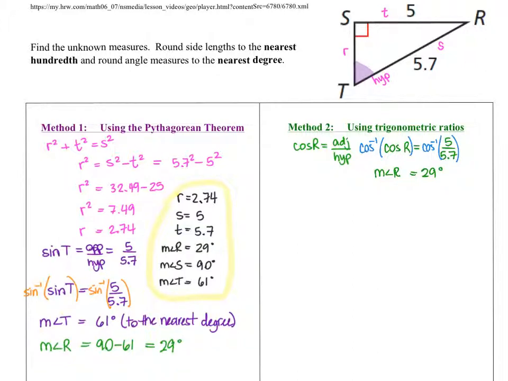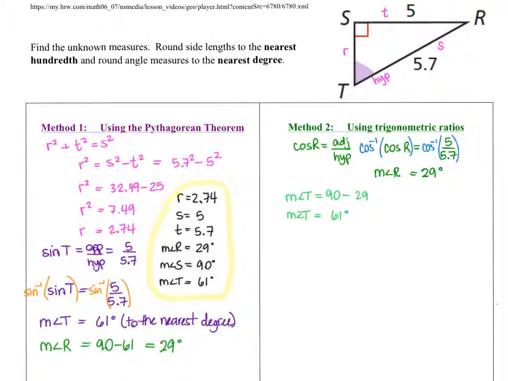To find that third angle, again, we can say that the measure of angle T is equal to 90 minus the measure of angle R, which is 29 degrees, giving us a measure of angle T of 61 degrees. Now we've got all three angle measurements, and it's time to find the missing side length.